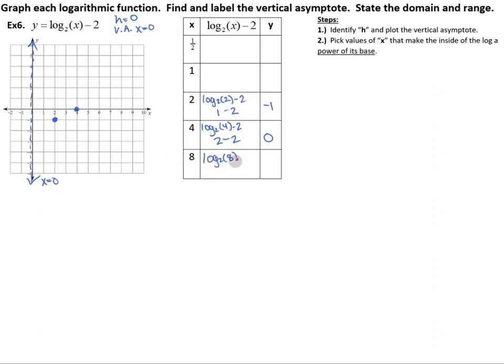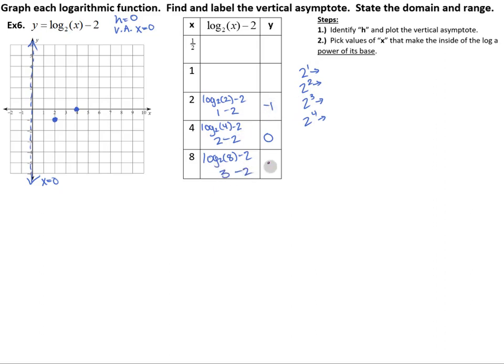Let's plug in 8, which is our next power of 2. And sometimes it even helps, by the way, to list out powers of your base. Just write it out like this and then write your numbers. And these are the values you'd like to plug in for x, etc.